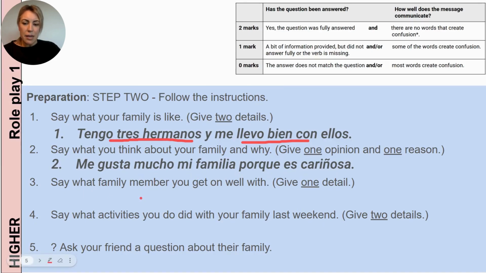Say what family member you get on well with. Give 1 detail. Okay, I could give 2 if I wanted to, but I just need 1 to get 4 marks. So 2 marks for question 3, okay?